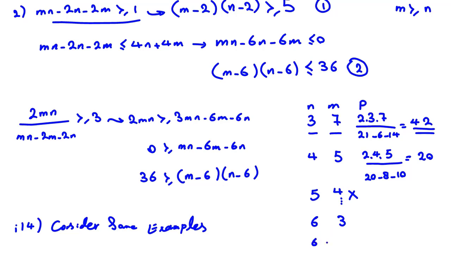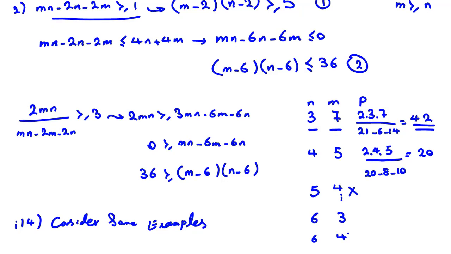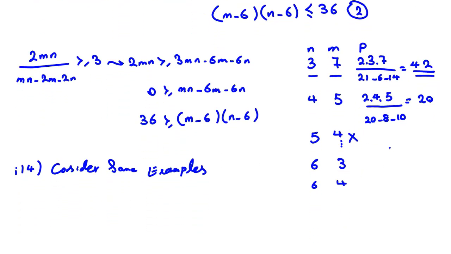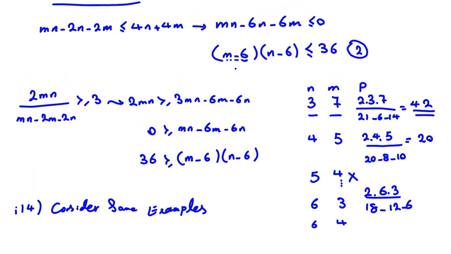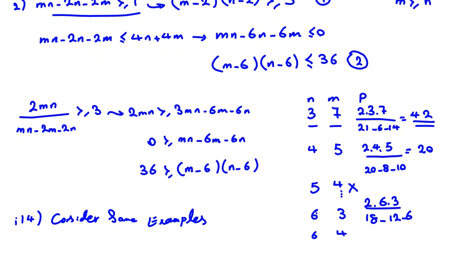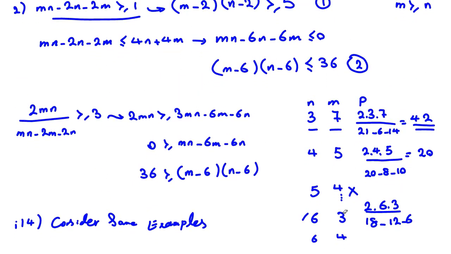6, for example, 4, let's check. Let's check these numbers to see the minimum number that works with 6. 6 times 3, 3 times 6, 18, minus 8, 2 times 6, 12, minus 2 times 3, 6. This one, let's check 6 minus 3. It doesn't satisfy the first condition. Okay. So let's start from 6, 4 first.